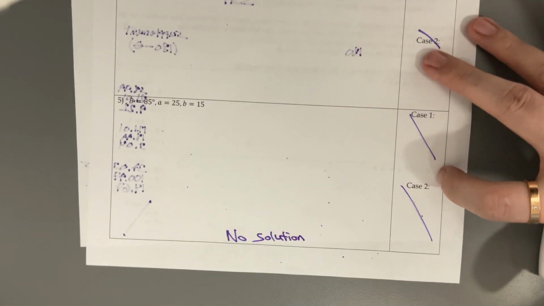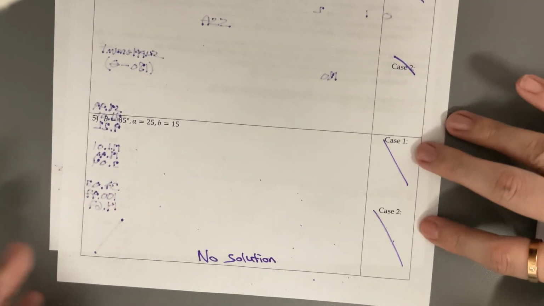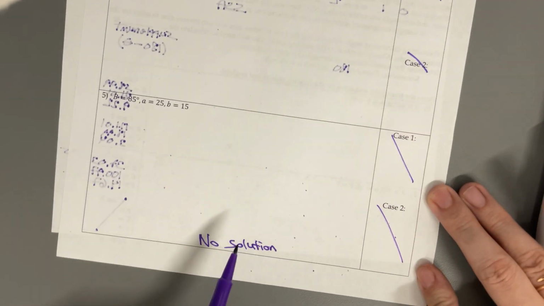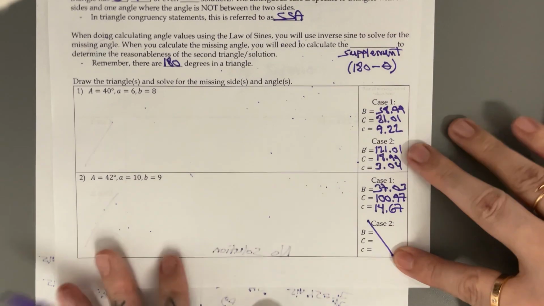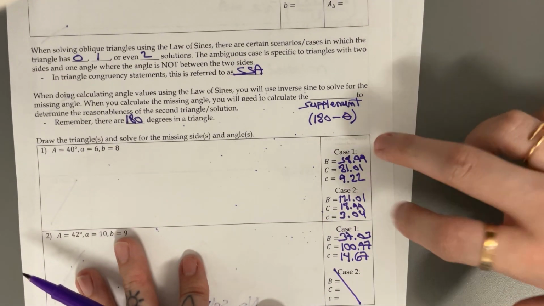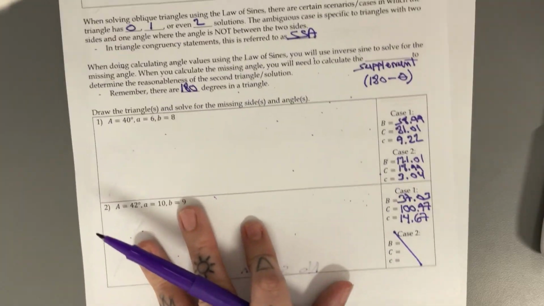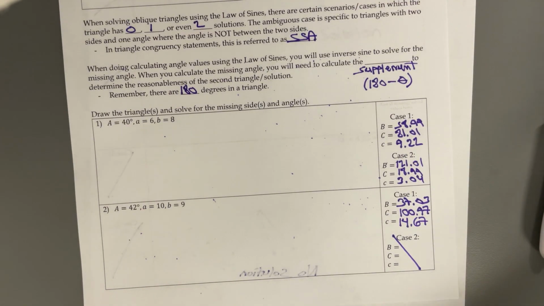Because if you just cross out the problems, if I don't see no solution, I'm just going to assume you crossed out the problems. So I need to see no solution and that you crossed out both cases. And if we only have one solution, I need to see one filled out and that case 2 is going to be crossed out. And if we have 2 cases, obviously I need to see both of those written out. So, ta-da!